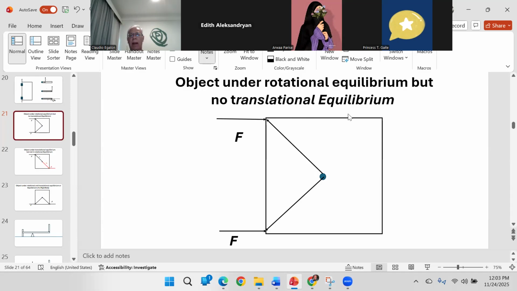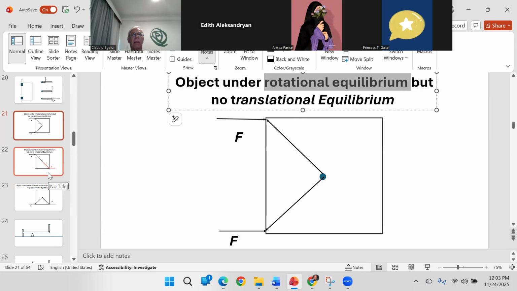This force is applying a torque that's clockwise. This other force is applying a torque that's counterclockwise. Their torques are the same, it's just that one is contrary to the other. Consequently, this object is in rotational equilibrium, but it's not in translational equilibrium because this whole set can move. It can be accelerated from the left to the right. Keep that situation in mind.